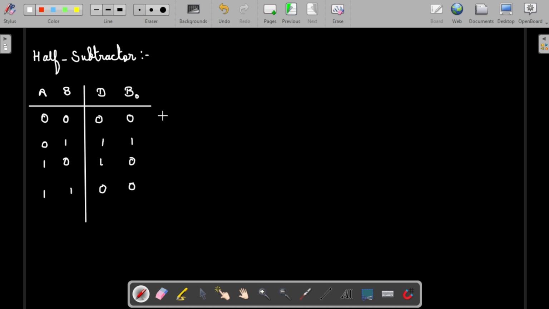So if we write the difference D, it is the same thing as before, the XOR gate, so it is equal to A XOR B. And the borrow B not will be equal to A bar B, because it is 1 only in one case, so this can be directly represented as A bar B. So this is the half subtractor, and this is fine.